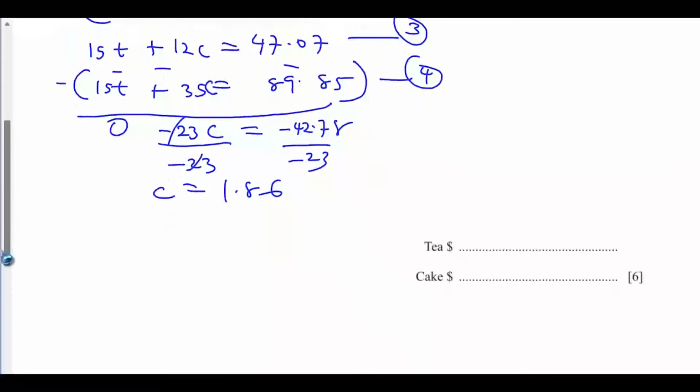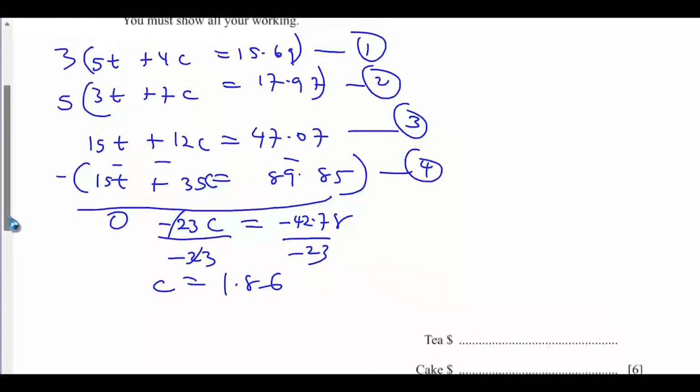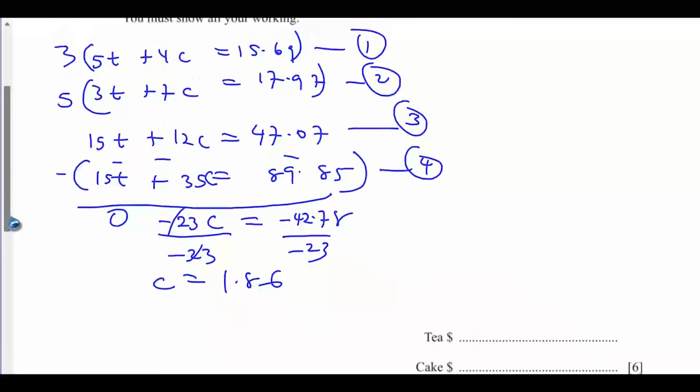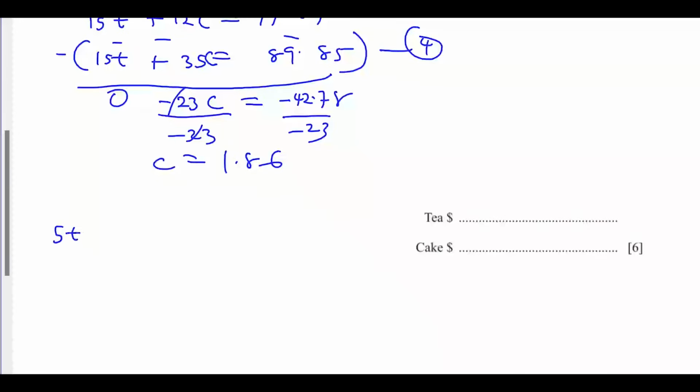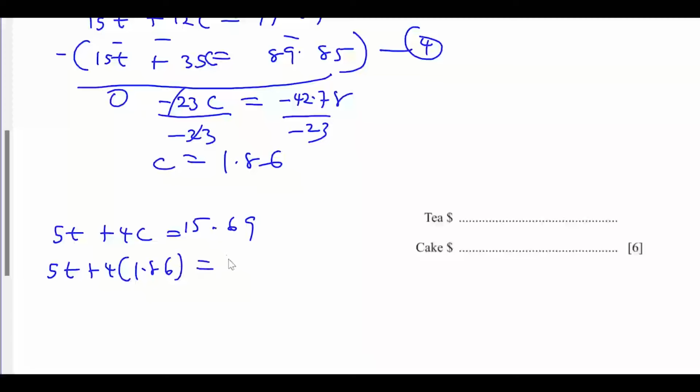And from there you can easily find from equation 1 where you have 5T plus 4C equals to 15.69. So let's write that. So 5T plus 4C equals to 15.69. That's equation 1. So let's key in the value of C. So that will be 5T plus 4 into 1.86 to be equals to 15.69, and that will give us 5T plus 7.44 to be equals to 15.69.